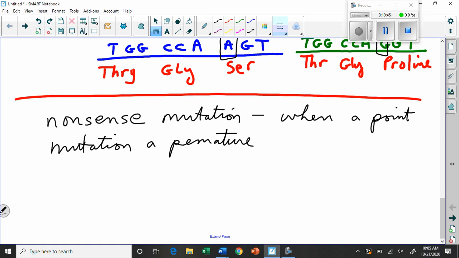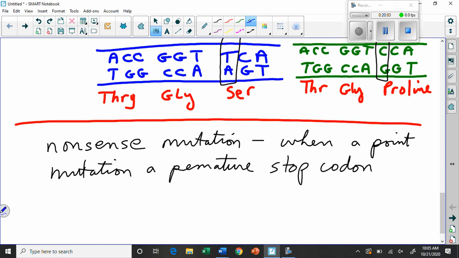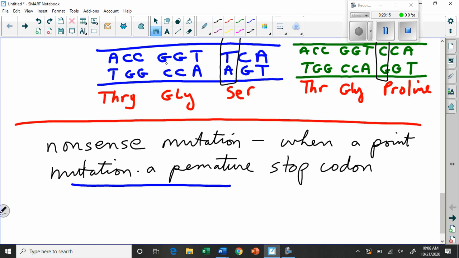So if you get a normal one that was supposed to be an amino acid, but it's changed into a stop, well, that's going to stop very prematurely, right? So if we do our little thing again, I'm just going to go down here a bit so I can see my normal DNA. So we'll draw our normal DNA piece again. A point mutation causes, sorry, I forgot to write the word causes in there.